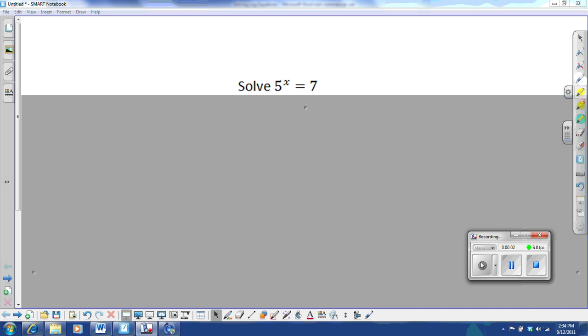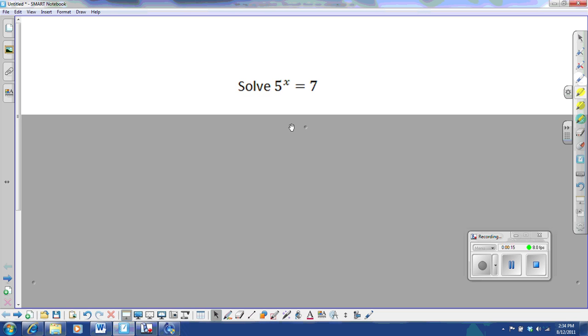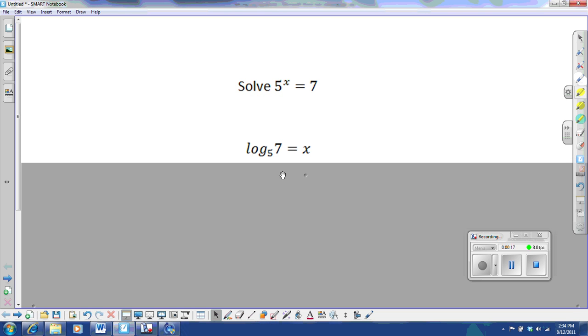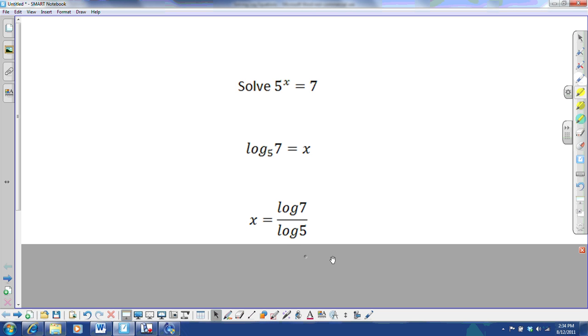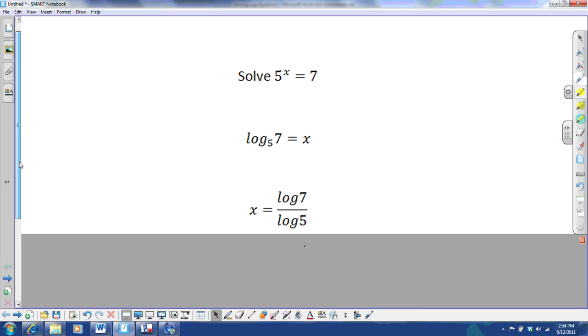Okay, in the second half of your summer assignment, you have problems like this, where they're asking you to solve 5 to the x power equals 7. When I watch you guys solve these, what I see you doing is rewriting this problem in log form, which is completely fine. You write it as log base 5 of 7 equals x, and then you use the change of base formula to get x equals the log of 7 divided by the log of 5. If you need a decimal, you can get a decimal from there with your calculator.